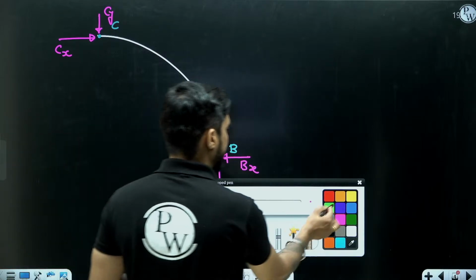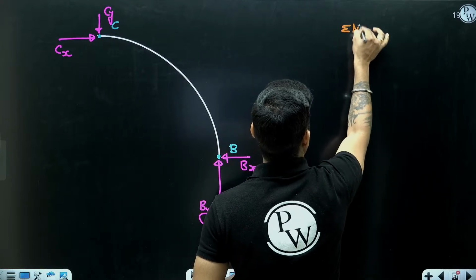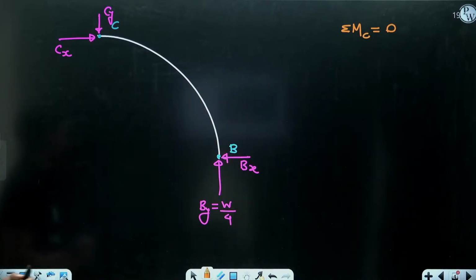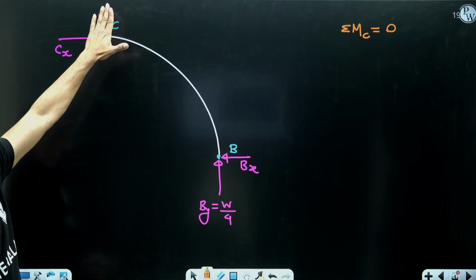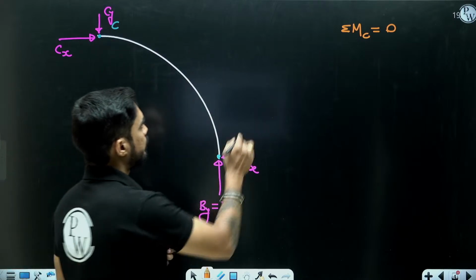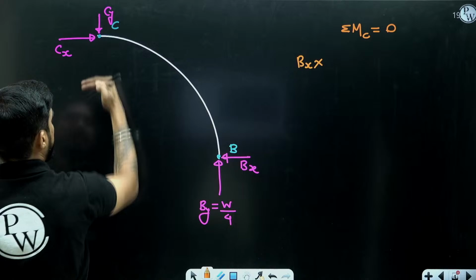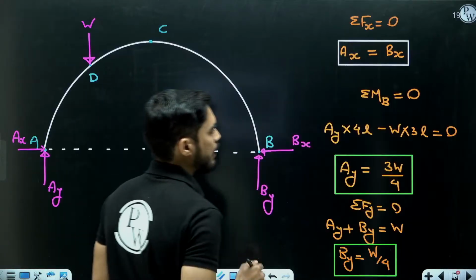Now I need the value of BX. So what I will do is, I will take moment at point C. So if I take moment at point C, moment of CX and CY will become 0. Moment of BX will be anti-clockwise. It will be BX multiplied by this height. What is this height? It is mentioned 1.5L.